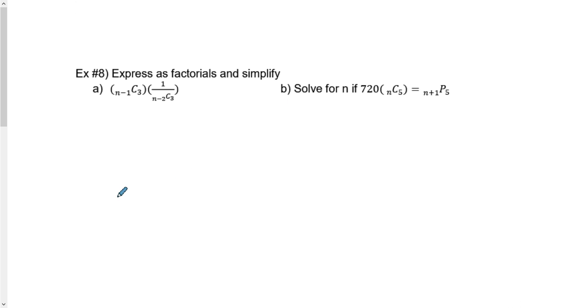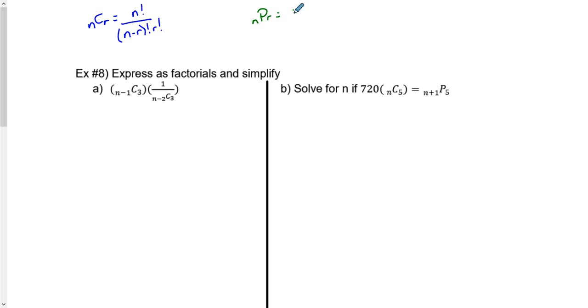Last one, hardest type of stuff. It's actually not as bad as you think it is, but we're going to express as factorials and simplify. So the first thing I'm going to do is split this into two sections just so I try and not have any overlap. Remembering that nCr is n factorial over r factorial times n subtract r factorial, and we're going to need a P as well. And nPr is n factorial over n subtract r factorial. Those aren't absolute, they are supposed to be rounded brackets.